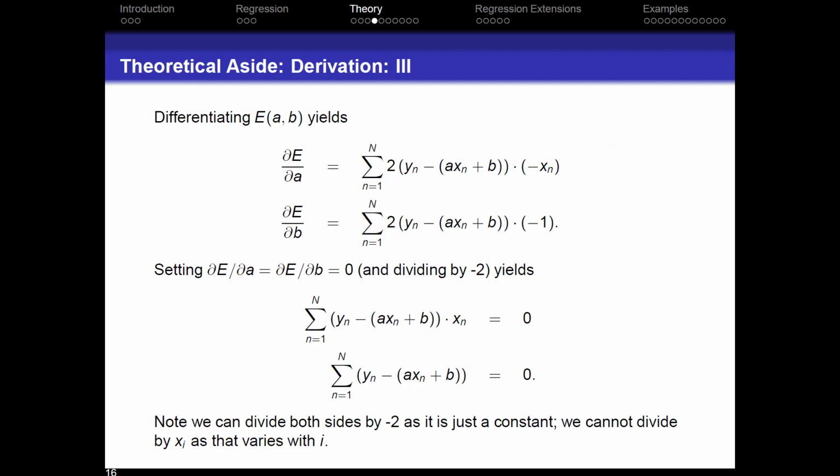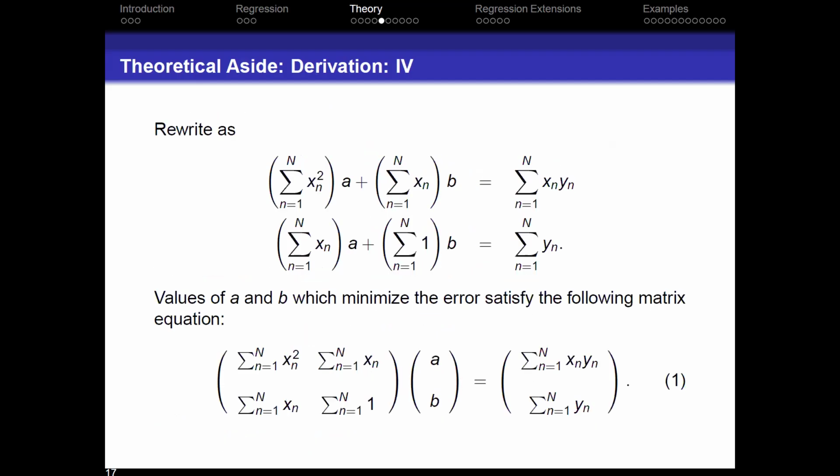It doesn't look like your standard linear algebra equations because you normally have it say maybe ax plus by equals c, dx plus e, something like that. So I can just regroup things a little bit. For the first equation, I pull out the coefficient of a, I pull out the coefficient of b, and then I do that same for the second one, and then I move the constant term over to the other side. So what's nice is I can write this in matrix form. The sum of xn squared is the upper left, then the sum of xn is the top right, bottom left, and then the sum of 1 is the bottom right.